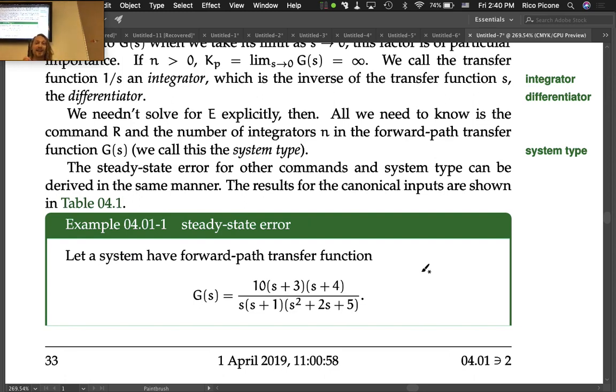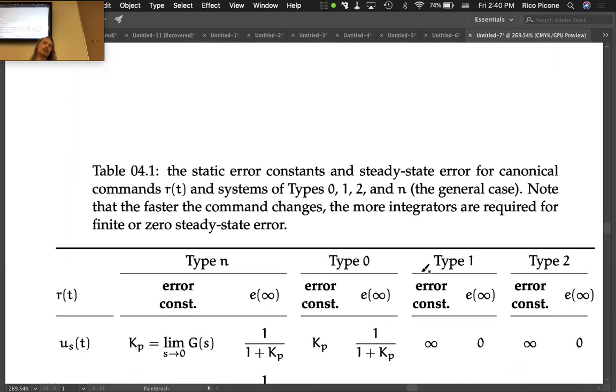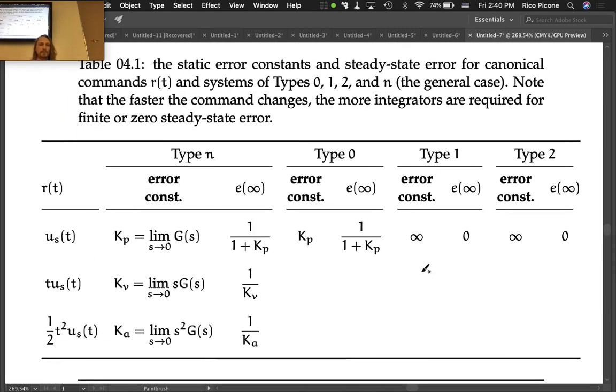The steady state error for other commands and system type can be derived in the same manner. The results for the canonical inputs are shown in table 4.1. So let's take a look at this table. It's a little bit more extensive than the one provided in the book. I think it's better than the one in the book, and I encourage you to use this table versus that table, but it's your call. The table in the book is pretty good. It's similar.